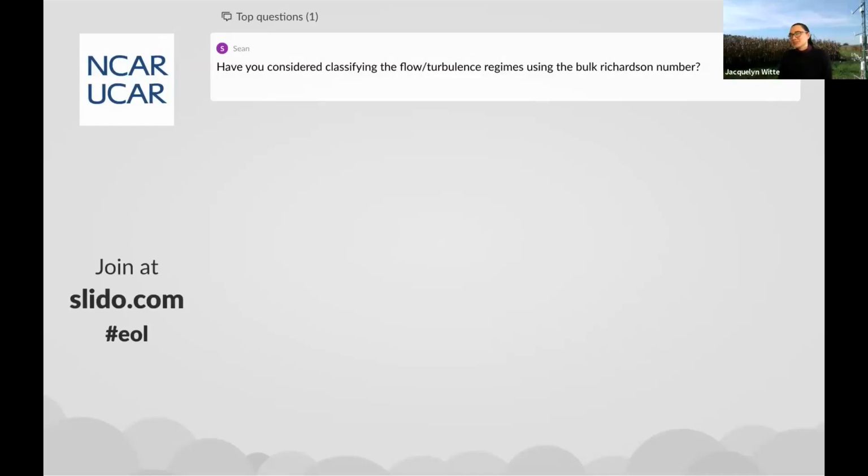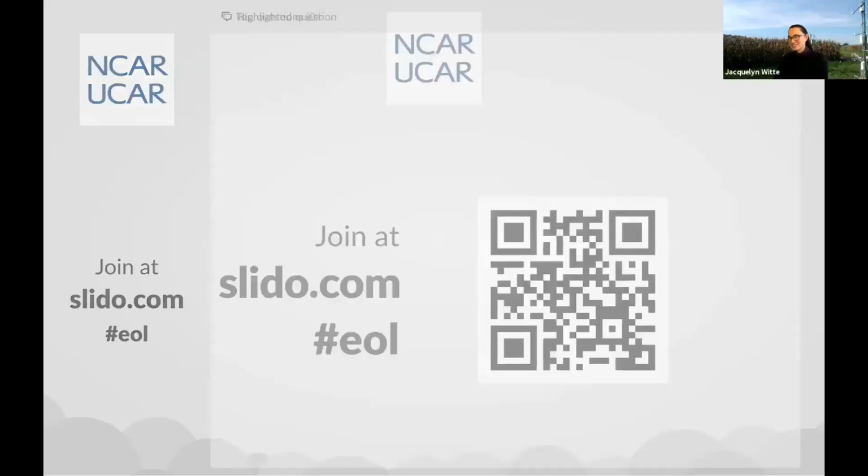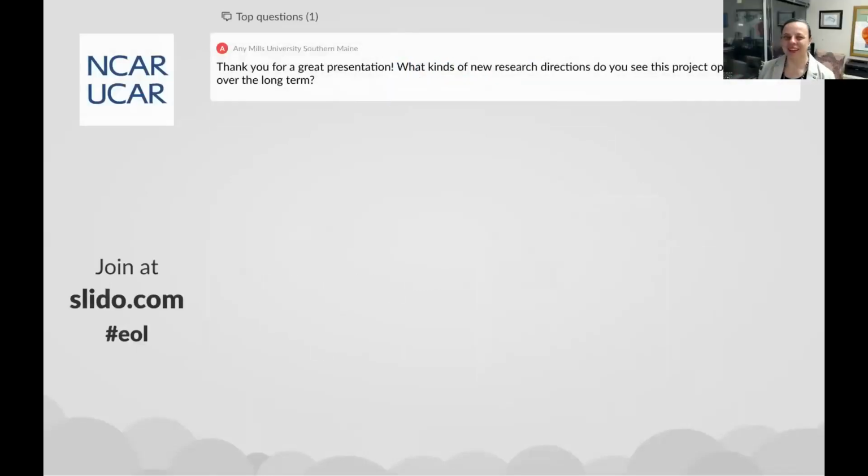We have a question from Sean. Have you considered classifying the flow turbulence regimes using the bulk Richardson number? Yes, bulk Richardson number is on our list of things to look at. And actually, I sort of glossed over it there at the end, but the images on the right for those different regimes were Richardson number versus variance in TKE. So that is definitely on our list of things to do. I don't know if I have much more to say about that, but it's a TBD, right?